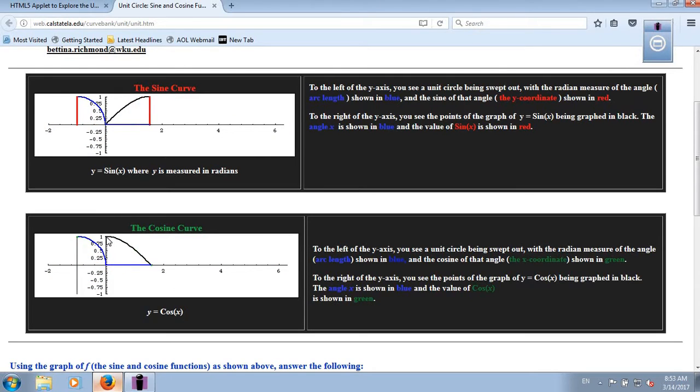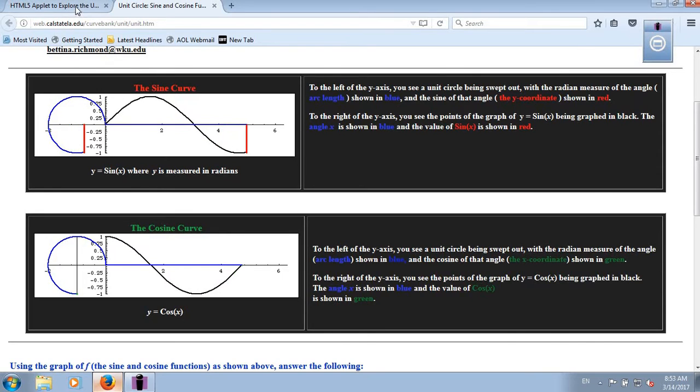And same thing for cosine. Cosine started with 1, goes down to negative 1, and comes back up to 0, and then goes all the way back up to 1, and then starts going down again. So the amplitude for both functions is also 1 unit in this case.